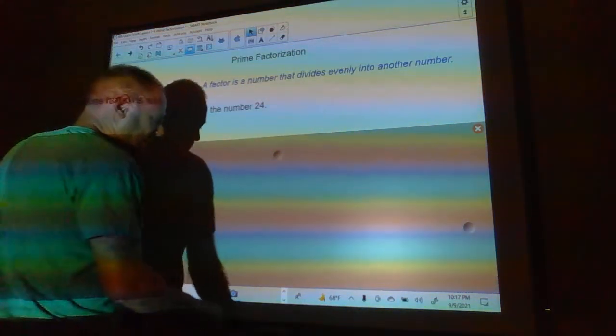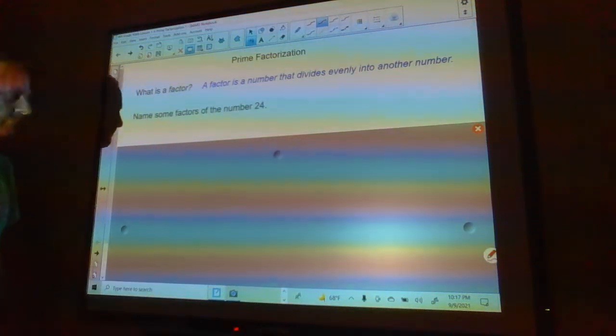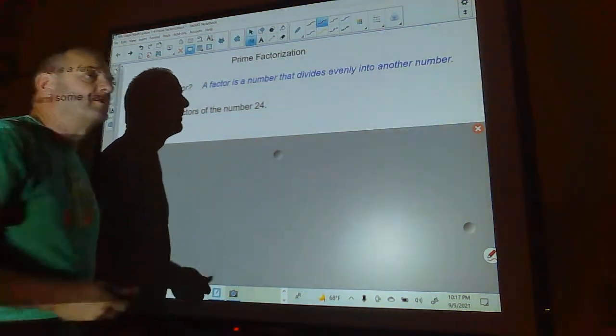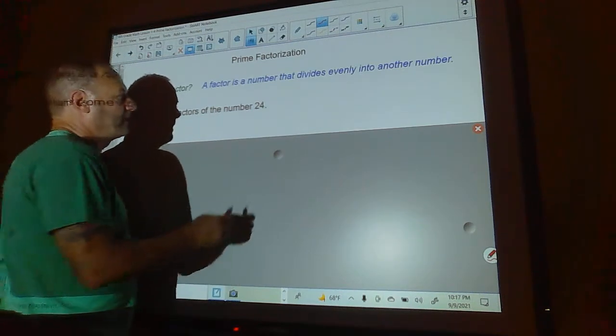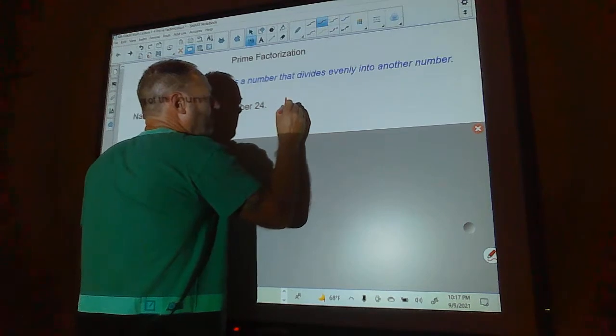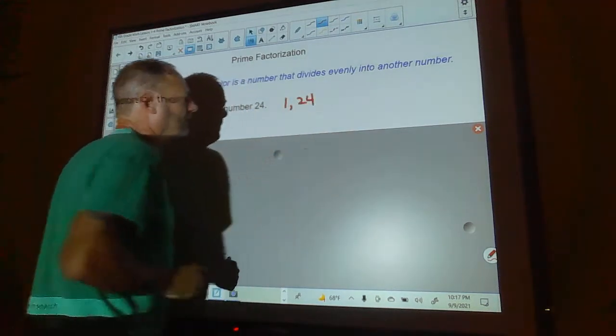Okay, let's name some factors of 24. I always like to write them down in pairs because I don't make mistakes as much that way. So I start with the smallest number. What's the smallest number I know goes into 24? How about 1? 1 and 24. There's a pair.